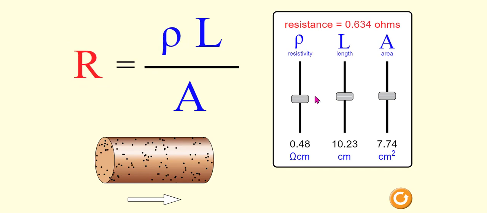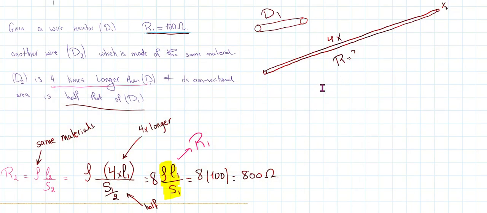Let's try to check an application. In this application, you will see we have a wire named D1, and the resistance of this wire is 100 ohms. The question is: what will happen to the resistance of a similar wire made up of the same material but with a length 4 times longer and half its cross-sectional area?